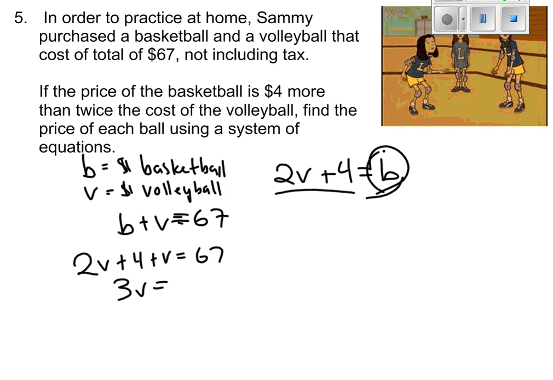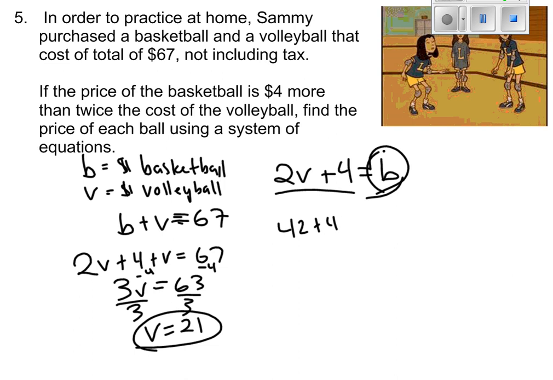A little combining like terms, a little subtracting of 4. So if I divide by 3, v equals 21. So a volleyball is $21. So if I double that, it's 42 plus 4. So that's going to be $46 for the basketball. All I did was substitute it in.